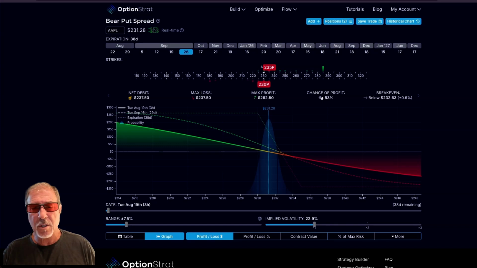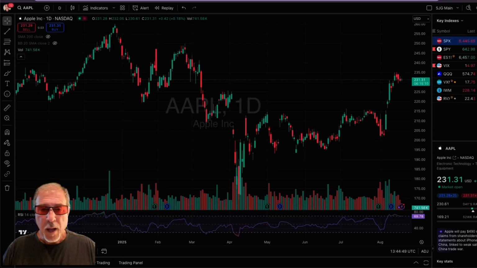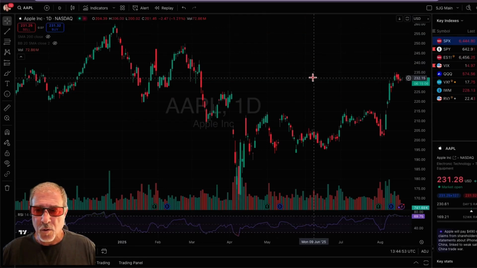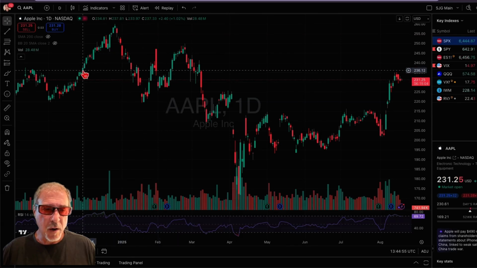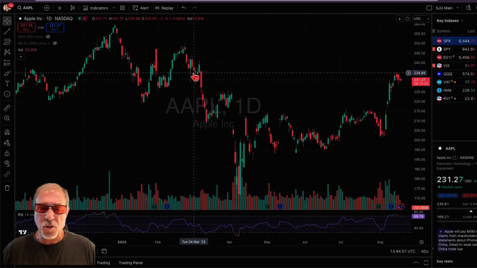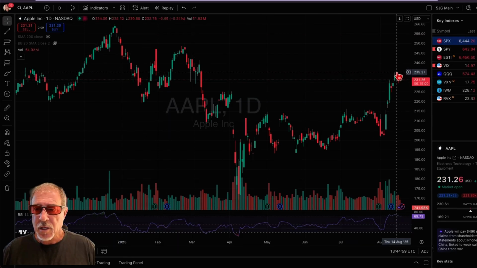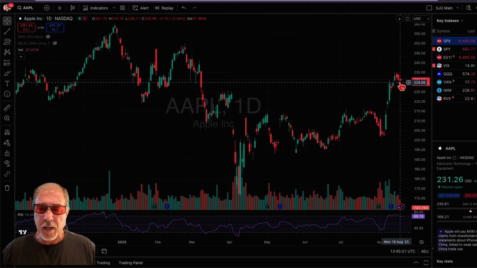Again, all these are always designed to be paper trades for educational purposes. But what I want to share with you today, if we take a look at a chart on Apple, I want you to notice that Apple is somewhat coming into a resistance area right around this 235 range. It is pulling off it a little bit right now.